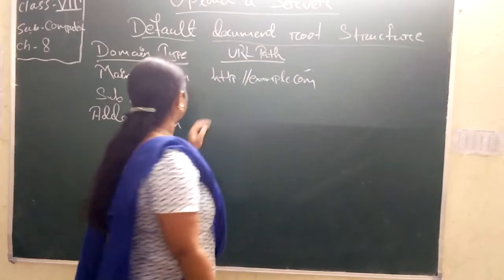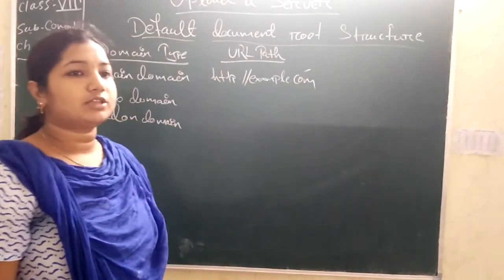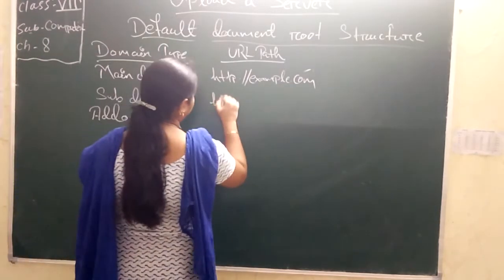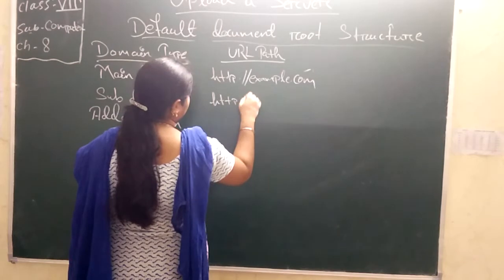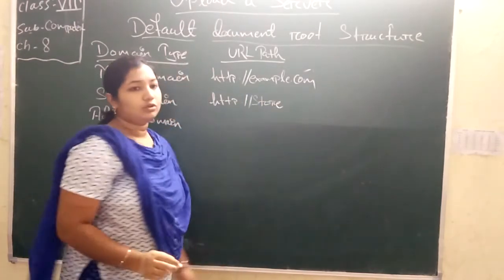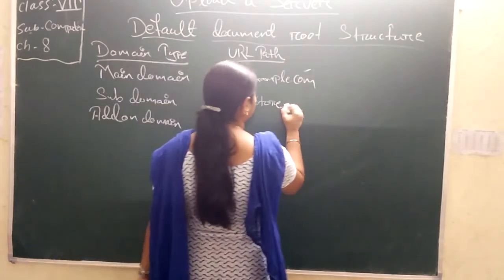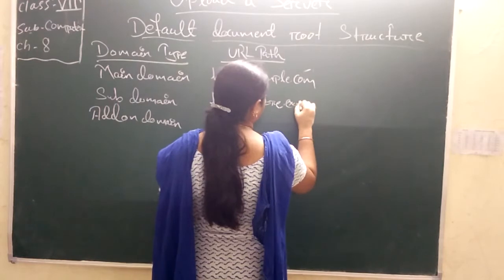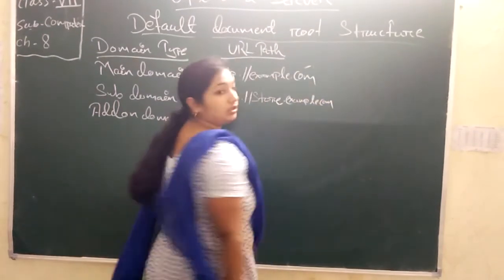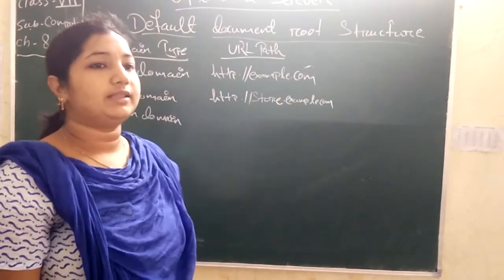Example.com. This is the URL path for our main domain. Next is our subdomain's URL path. That is http://store.example.com. The last is our add-on domain.